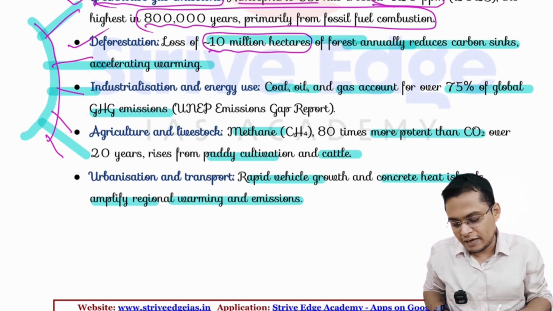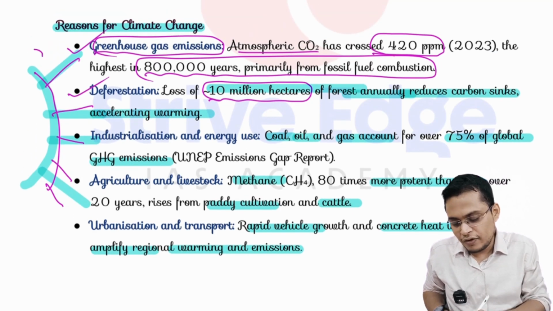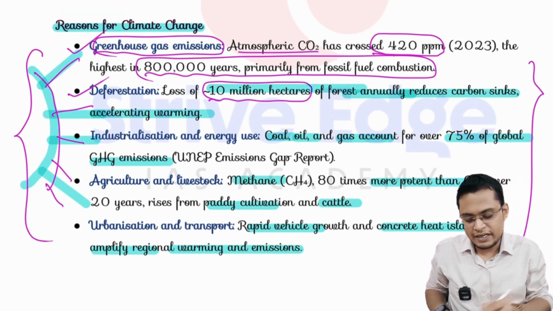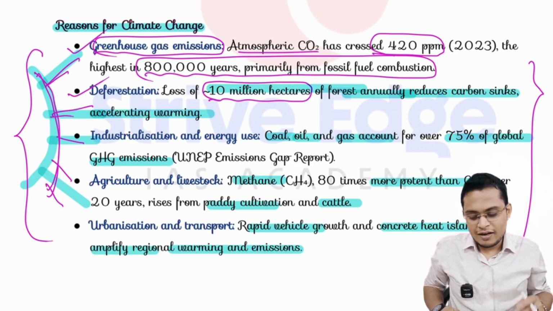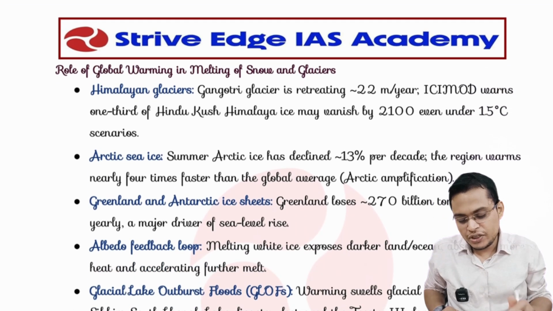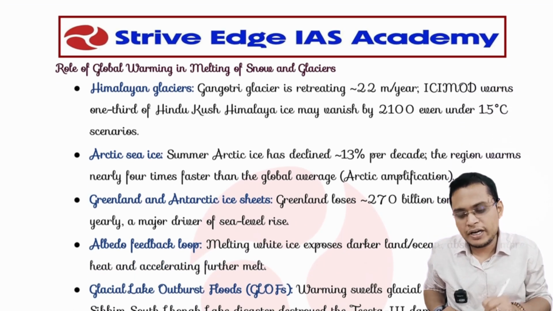So that is what we have established, the reasons for climate change. You can just write this in a diagram also, in short format, just to show that these are the reasons for climate change. Okay, next we are going to see the role of, this is the core demand of the question.